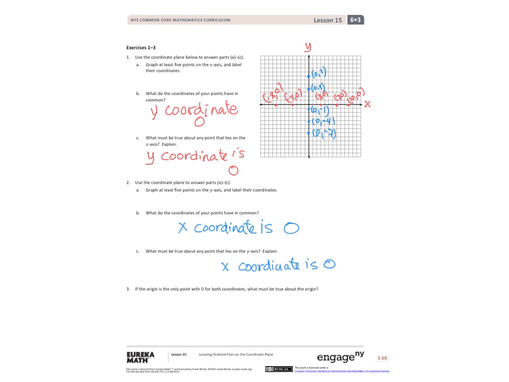If the origin is the only point with 0 for both coordinates, what must be true about that point of origin? Well, the origin's the only point that is both the x and the y axis, right? Did we mark that? Not really. Right there. So it is the only point on both the x and y axis. Okay.